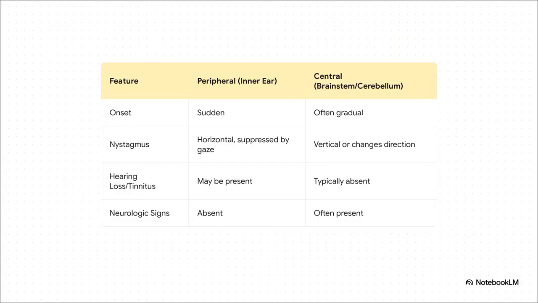So once you've confirmed it's true vertigo, this table becomes your best friend. This is how you figure out where the problem is. Is it peripheral, out in the inner ear, or is it central, in the brain itself? And honestly, the whole game often comes down to the nystagmus. You know, those little involuntary eye movements.